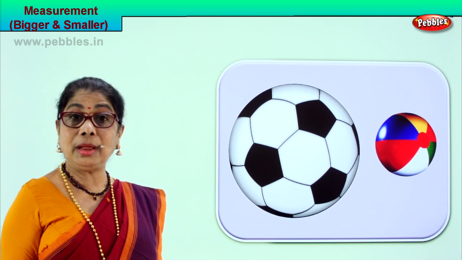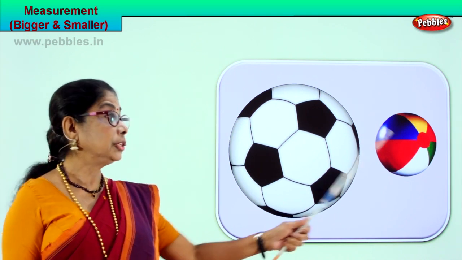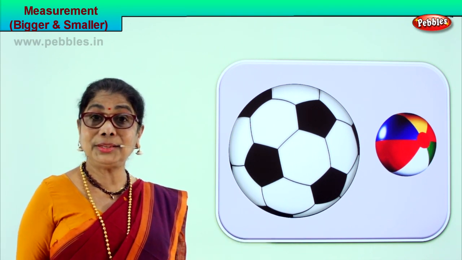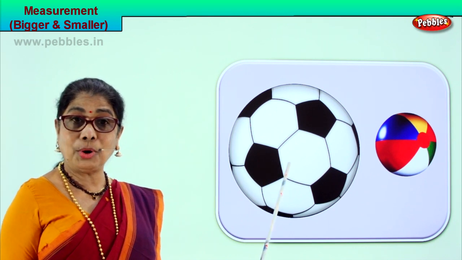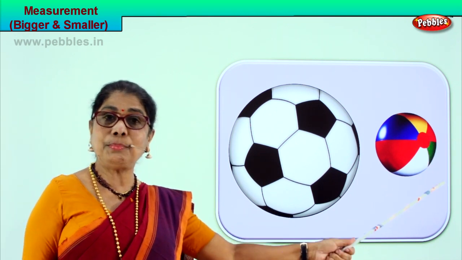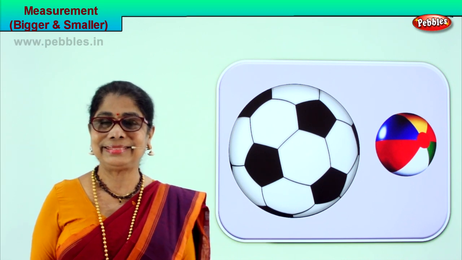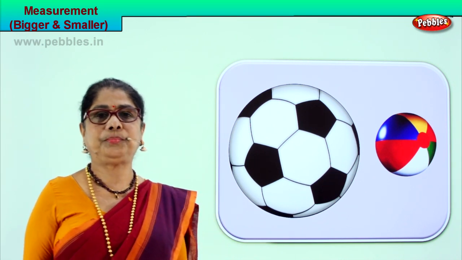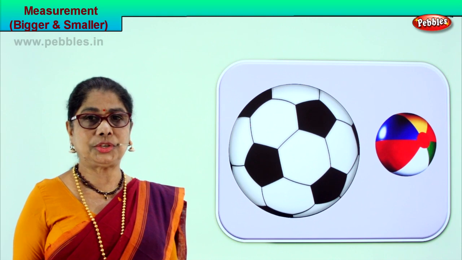What measurements are we learning? Bigger, smaller. We are comparing the two sizes. This ball is bigger than this. This ball is smaller than this. Good. Let's look at another picture.